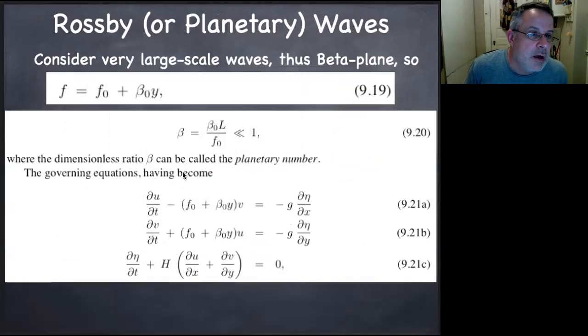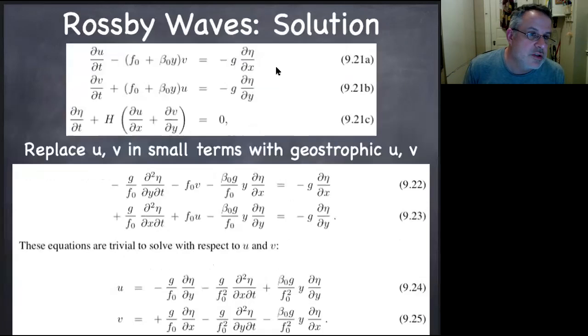So you can go through the math if you would like to do this. Basically, it's assuming that you have geostrophic balance to leading order, and then you collect together all the terms. Notice that these are all linearized equations. You collect together all the terms, and you can find that, chug, chug, chug. You have to figure out which terms in this set of equations are big and which are small. The small terms, you can replace the U and V with the geostrophic U and V.